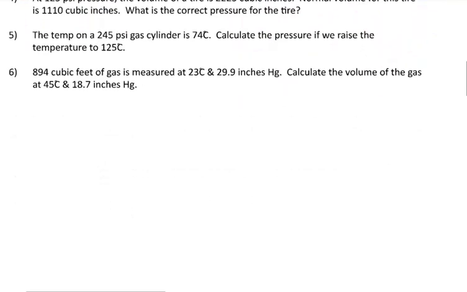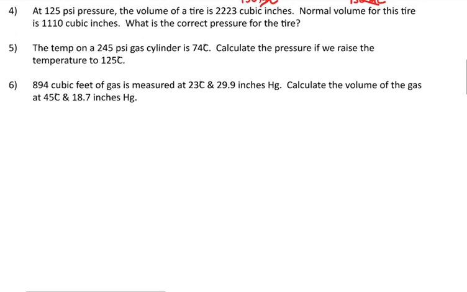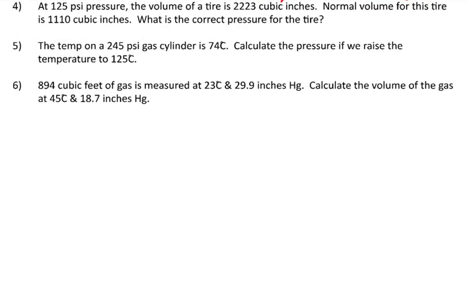Number 6 gives us quite a bit of information. It's saying we've got a gas here with 894 cubic feet. And again, cubic feet, that's a volume. So 894 cubic feet, that's my V1 of gas, is measured at 23 Celsius. So that's my T1. And 29.9 inches of pressure. That's my P1. Remember, that's one of those pressure units I mentioned at the beginning of the video. So I've got V1, T1, and P1.